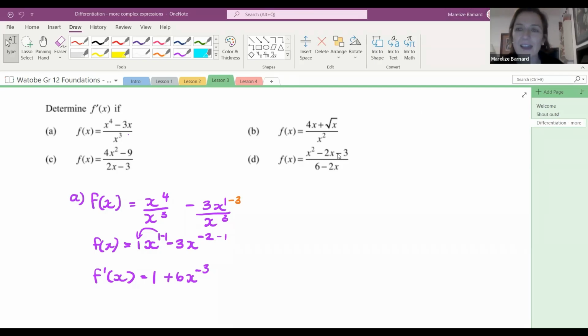Right. Okay. So let's have a look at question B as well, because it's a similar plan that we're going to have for question B. Let's give it a go. We're going to check back in about 3 minutes.